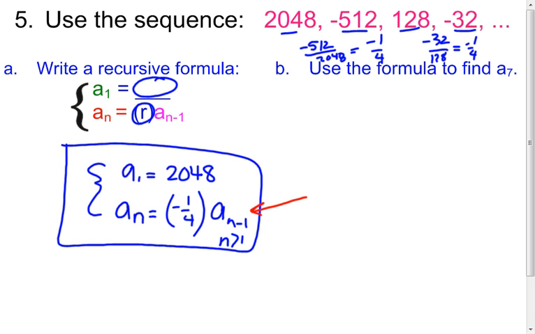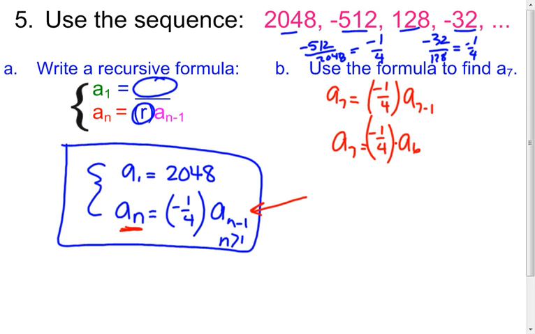So if I want to find the 7th term on the list, then I'm plugging 7 in right here. That means I'm going to take negative 1/4 times a to the 7 minus 1, which we know is the 6th term. So to find the 7th term, I'm going to take negative 1/4 times the 6th term. Here's the problem. I don't have a number to plug in for the 6th term right now. So I better find it.